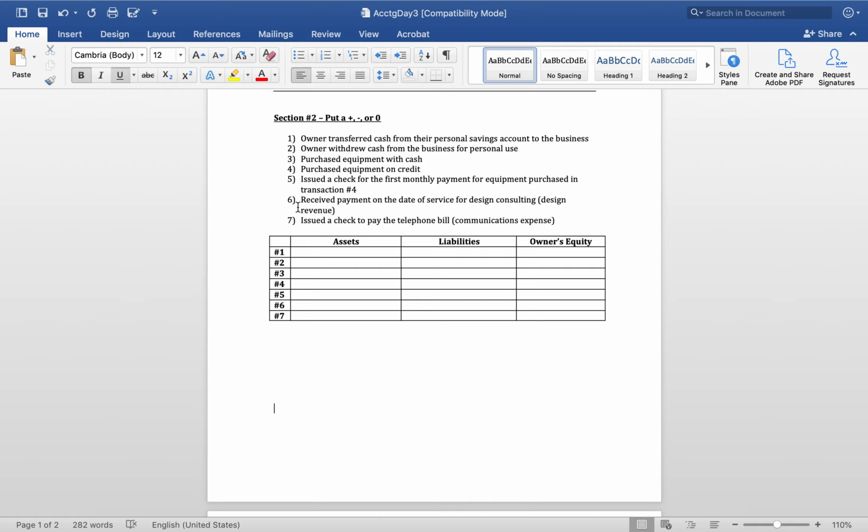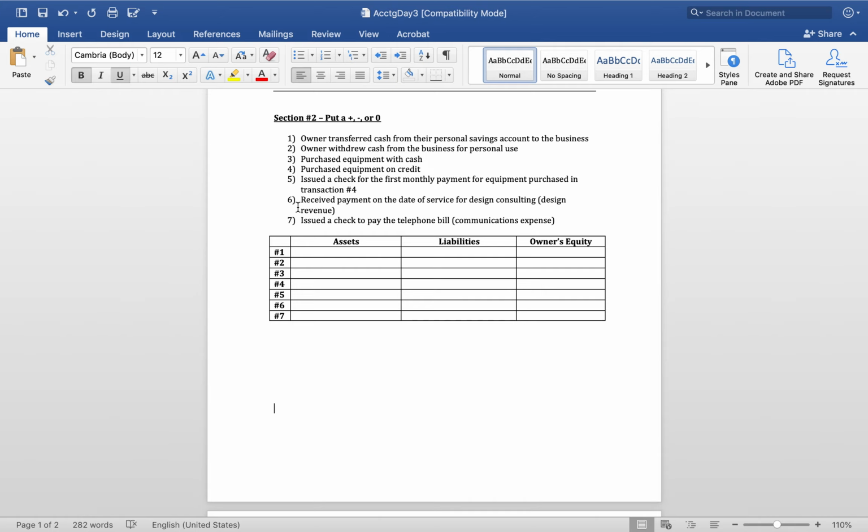That would be like we go to buy a new patio table at our restaurant, and we swipe our credit card. We increase our assets. We increase our liabilities. We did not generate revenue. It's not an expense because we acquired an asset. It's not the owner putting money into the business. So owner's equity is not affected whatsoever.